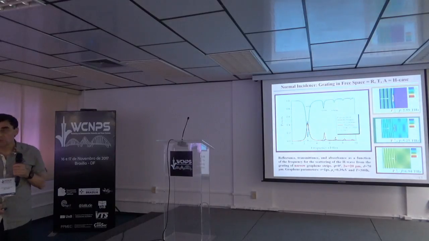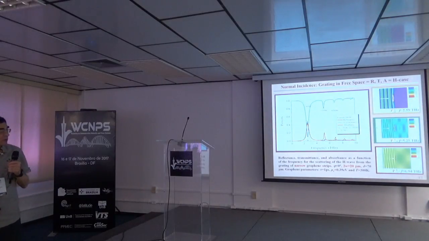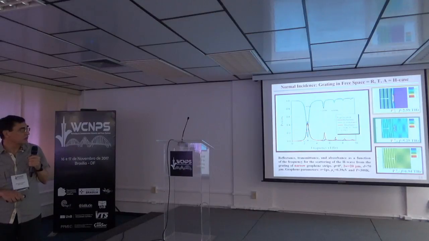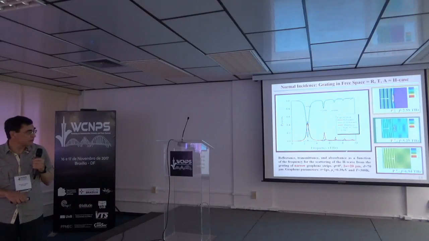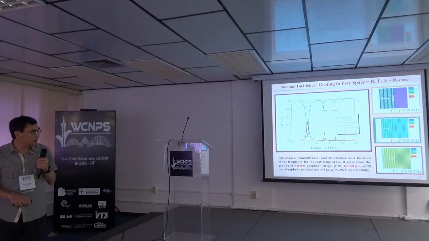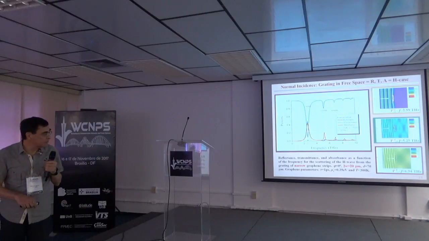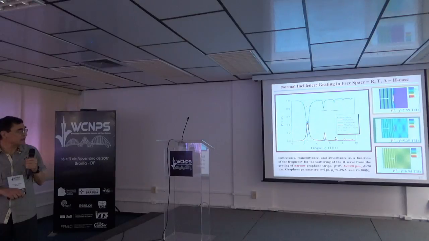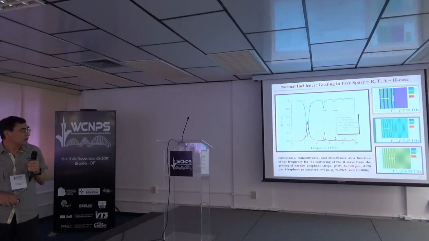By using this sophisticated mathematics and reliable tool of computing, we obtain such kind of frequency dependence of the reflectance, transmittance, and absorbance of the graphene strip grating, where each strip has a width of 20 micrometers and period is equal to 70 micrometers. You can see these spikes and dips. They correspond to the resonances.